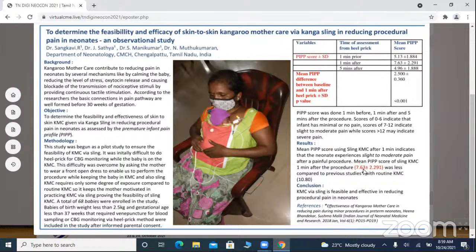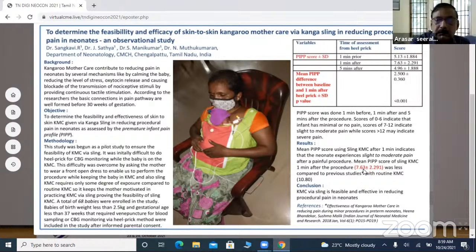My previous study reference was from the Indian Journal of Neonatal Medicine and Research, published in January 2018. In that study, using routine KMC, the mean PIP score came to about 10.8. But for me, using the sling KMC, the mean PIP score was only about 7.63. To conclude, KMC via sling is feasible and effective in reducing procedural pain in neonates. Thank you, sir.